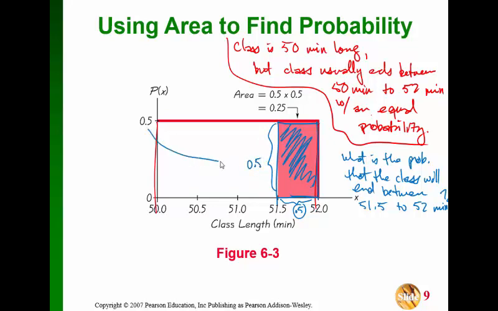The height is just whatever that height is, which is 0.5. And so you just multiply that. And so this is what they got. So it looks like there's a 25% chance that your class will end between 51.5 and 52 minutes. So this is an example of a continuous random variable, and this is a continuous random variable represented with time.